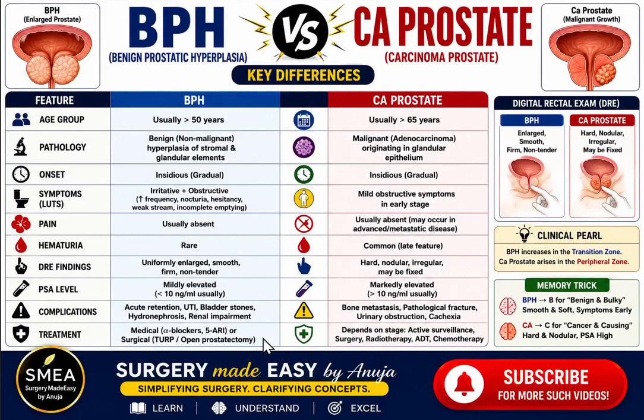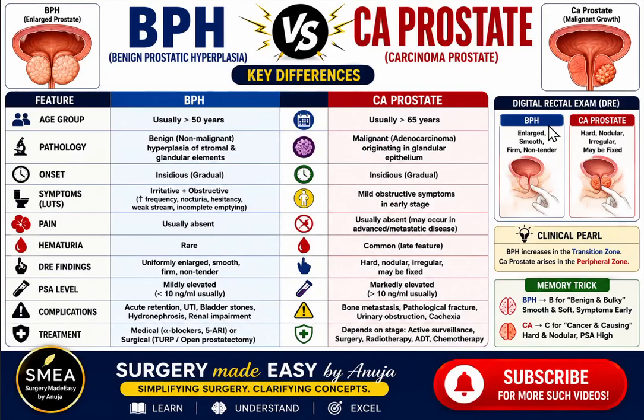The treatment in BPH is both medical and surgical. On medical lines, the patient can be given alpha blockers or 5 alpha reductase inhibitors, as well as a combination of these two drugs. The patient can also be given surgical intervention in the form of open prostatectomy or the famous TURP surgery, which is transurethral resection of prostate. In CA prostate, the treatment depends on the stage and the patient. Surgery, radical resection of the prostate, adjuvant radiotherapy, androgen deprivation therapy, and chemotherapy are the options.